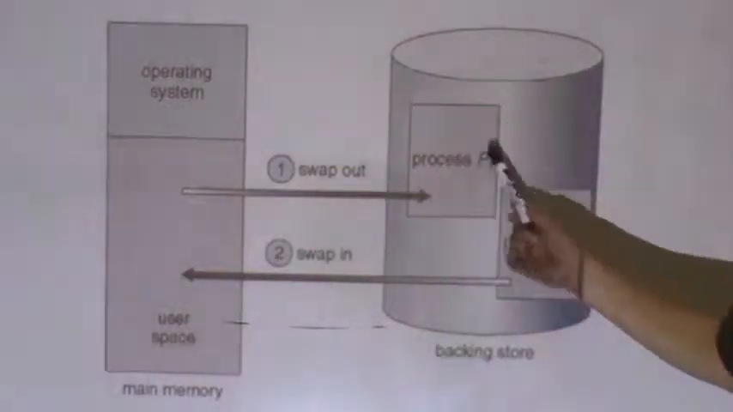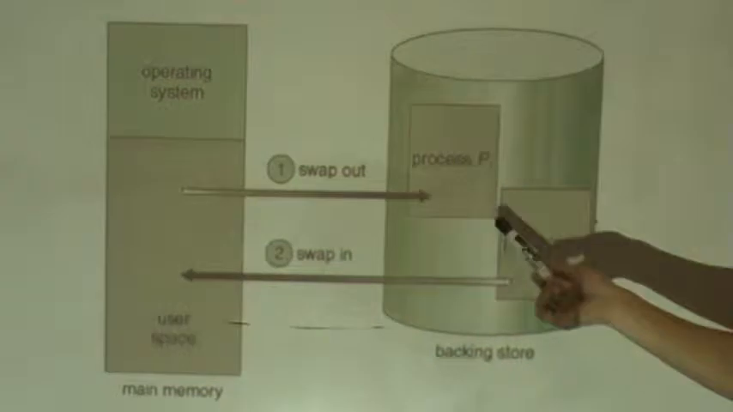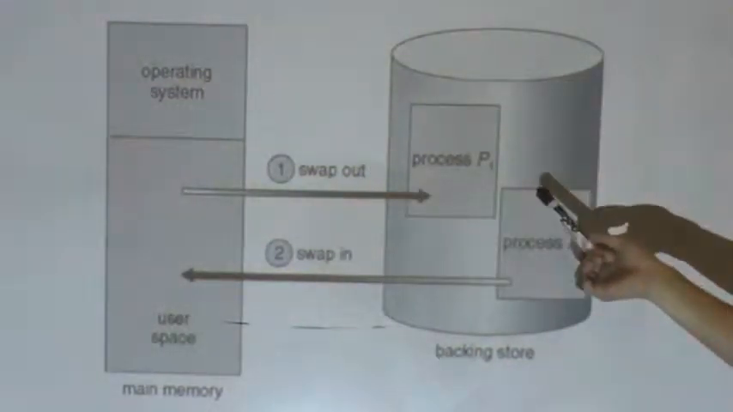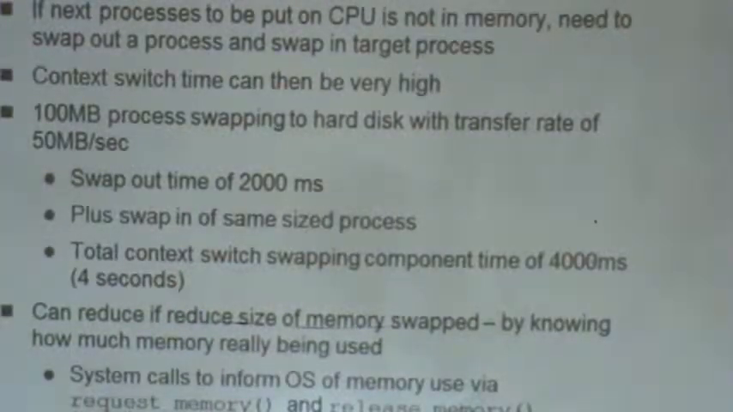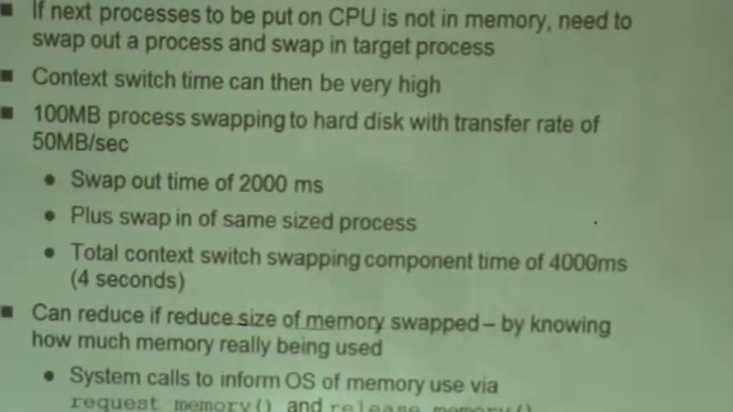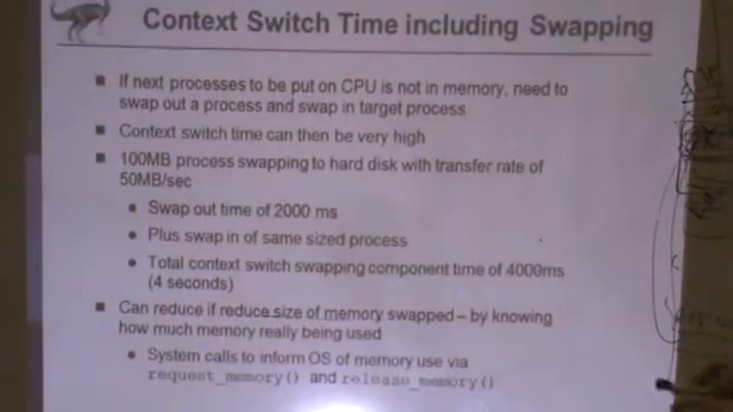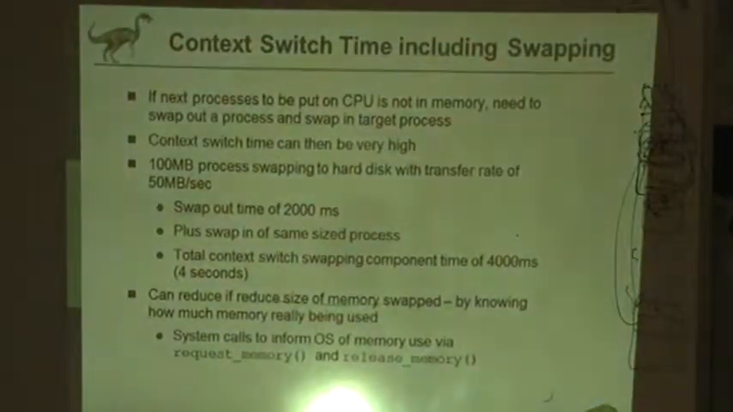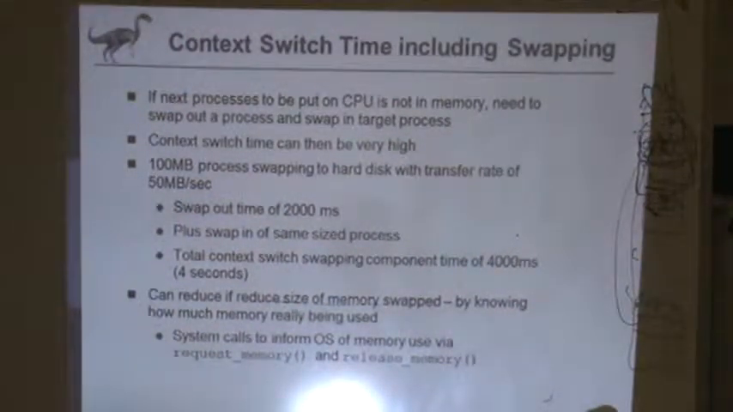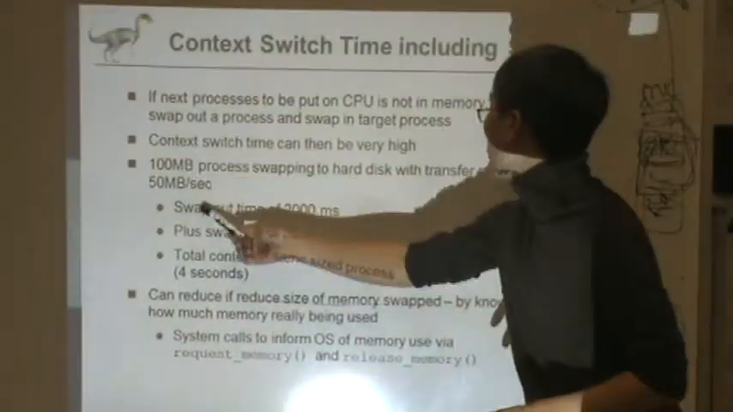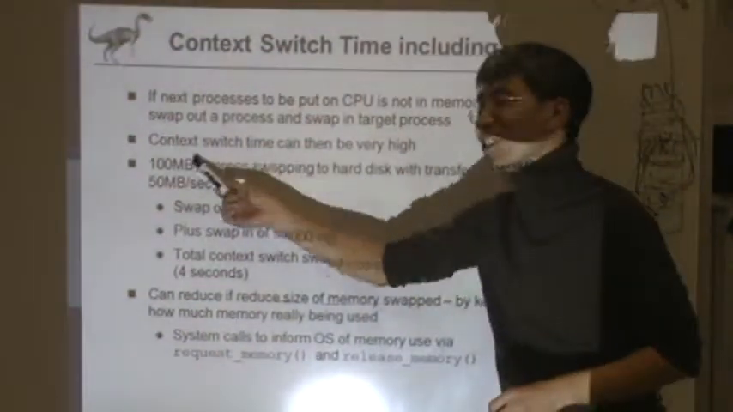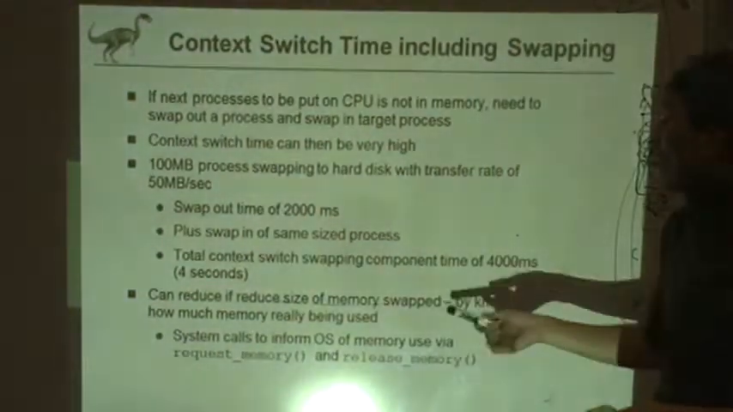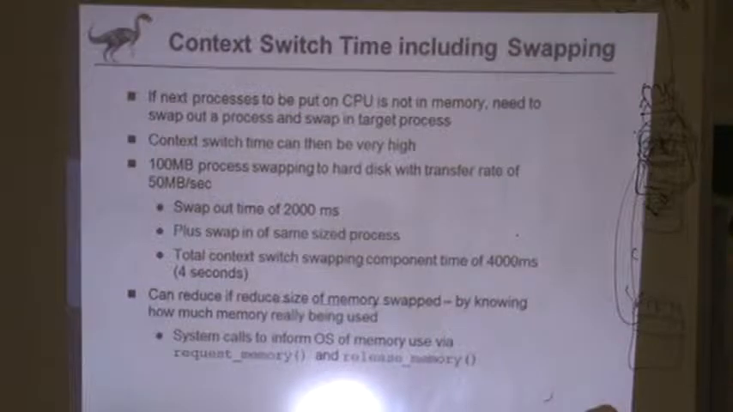Definitely it's not an efficient way because you need to context switch the entire process. This slide shows how expensive such a context switch is during swapping. It's just simple math. You can apply multiplication based on the speed. For example, with a transfer speed of 50 megabytes per second and a process size of 1 megabyte, you can compute the swapping time.